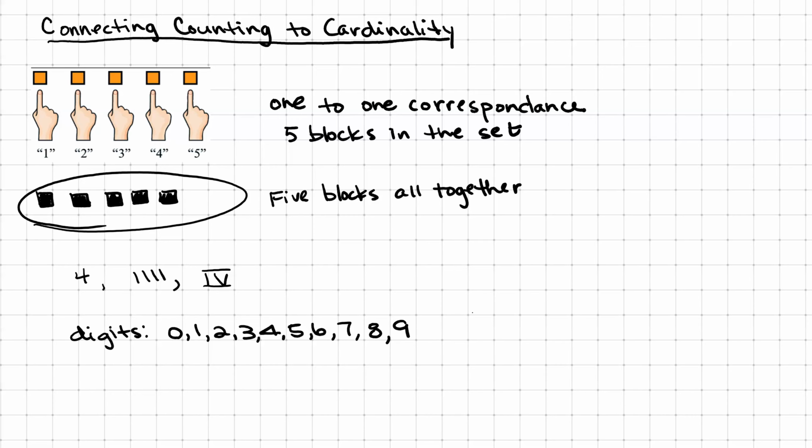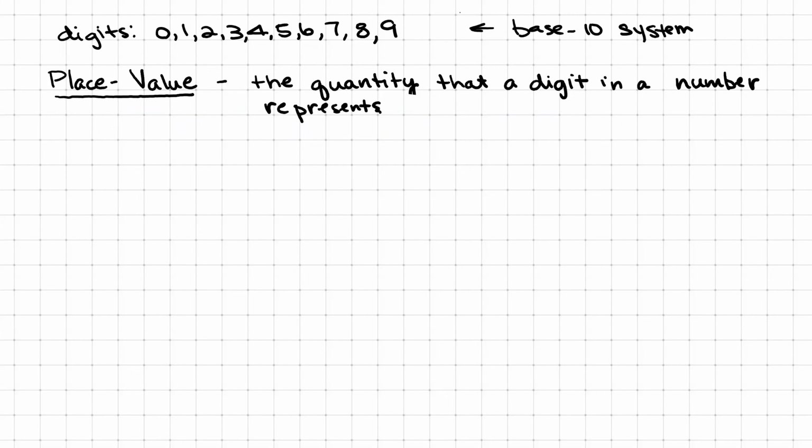These 10 digits can form all of the numbers that we use because we use the base 10 system. In the base 10 system, we name it that because we have 10 digits. In the base 10 system, place value is what determines the cardinality of the set that we're looking at. Place value for our purposes can be defined as the quantity that a digit in a number represents.